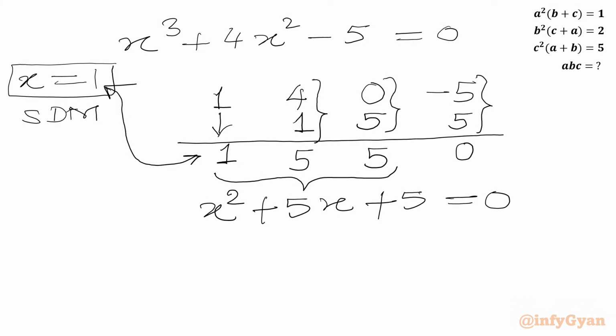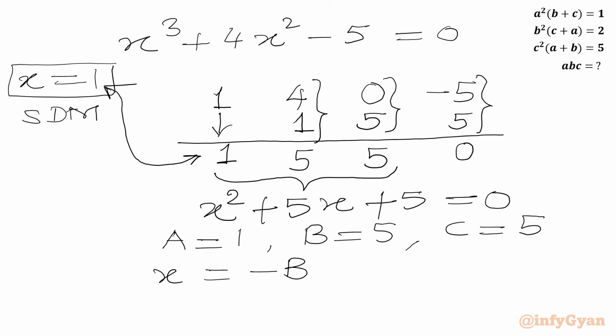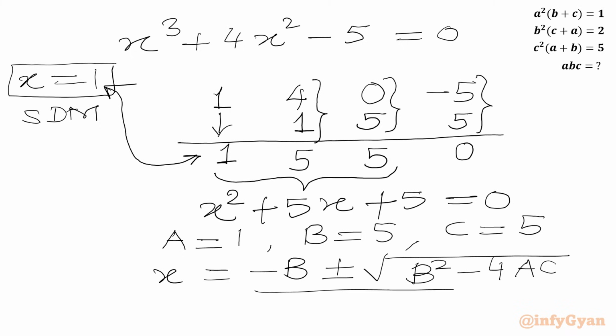Now this is one quadratic equation. We can use the quadratic formula. So I can write the coefficient of x square as a. Let me write in capital letters. So I will write here capital A equal to 1, capital B equal to the coefficient of x, 5, capital C equal to the constant 5. Our formula is minus b plus minus square root of b square minus 4ac over 2 times a. Let's plug in all the values.